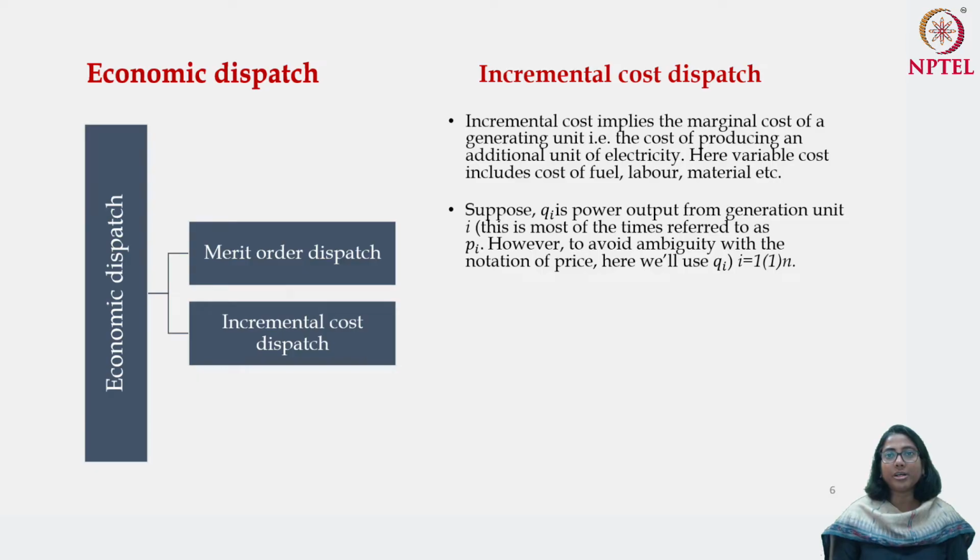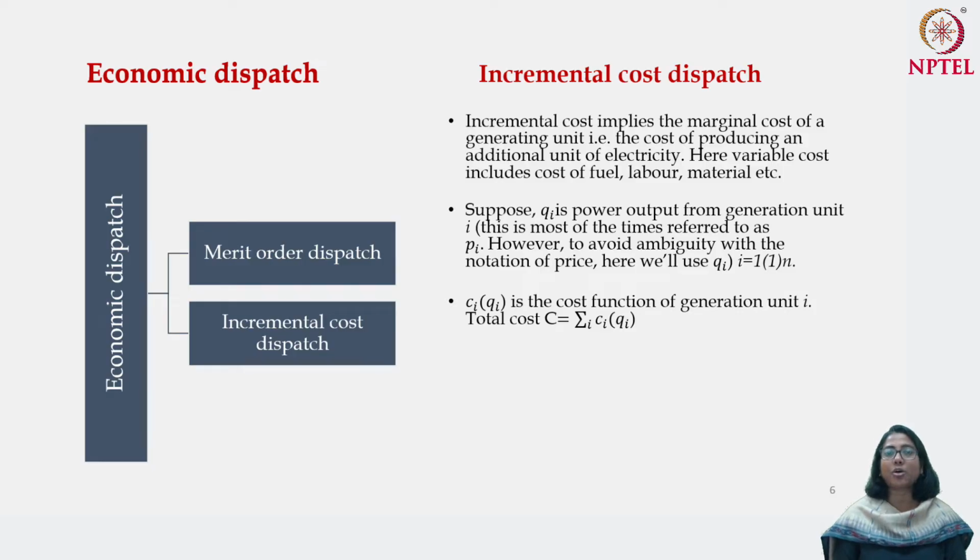Now, let us come to the notations that we are going to use. Suppose Qi is the power output from generation unit i. When you look at the textbooks, you will find that in most cases, the power output of a generation unit is usually denoted by Pi. That is also the case in electrical engineering literature. However, we are not writing it as Pi here because we have used P as a notation of price. So you may get confused, and therefore we are using Qi. Generally, you can think about it as the output produced from the generation unit i. So there are n generating units, so i will run from 1 to n.